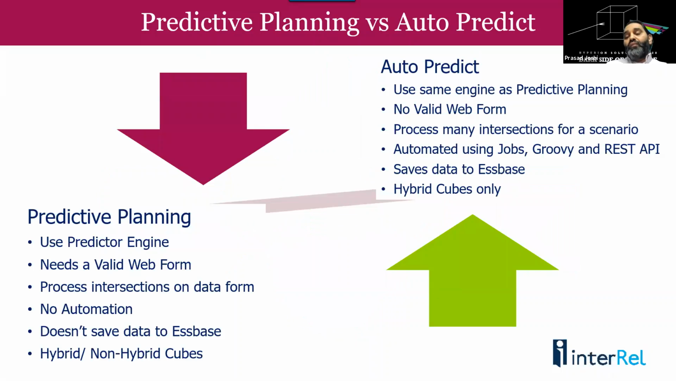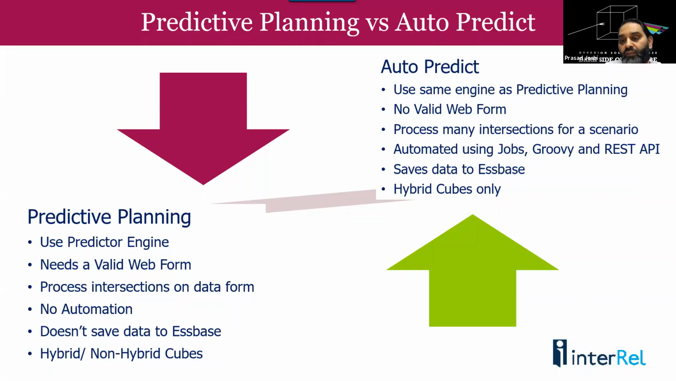Let's do a quick comparison between predictive planning and AutoPredict and see where we stand after that. First, both of these are based on the same predictor engine, so it has the same built-in time series statistical techniques that predictive planning has. It uses the same methods that we went through: single moving average, double moving average, exponential methods, Holt-Winters additive, multiplicative, ARIMA, and seasonal ARIMA. All those methods are pretty much the same in both predictor engines. For predictive planning, we need grids.